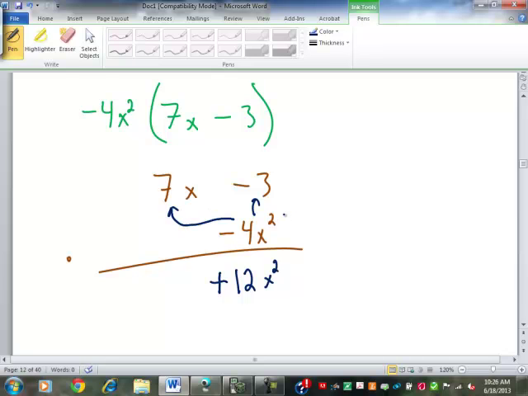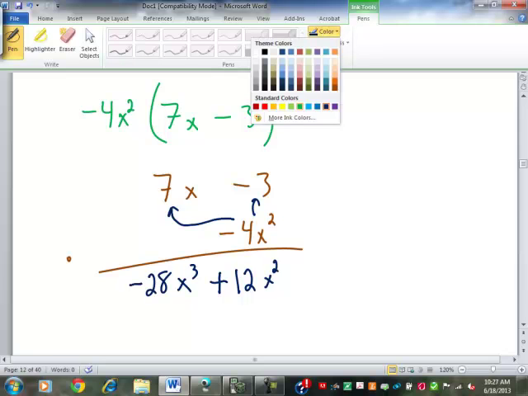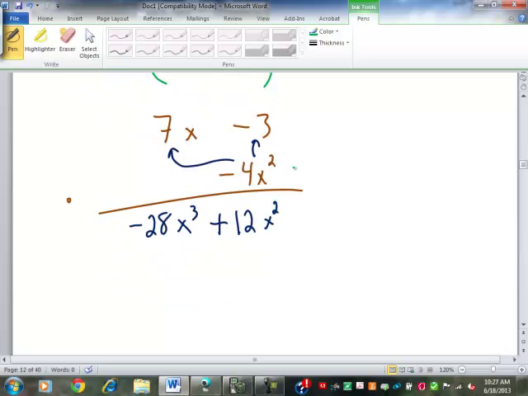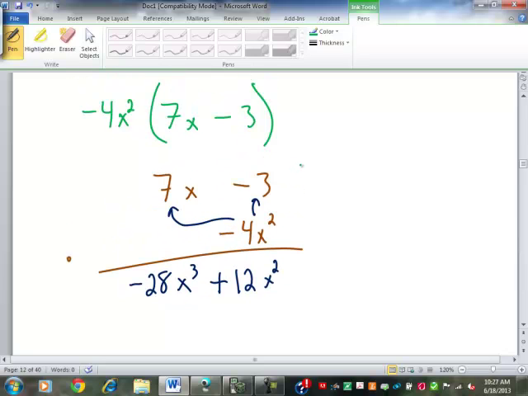Now we have the negative 4x squared times 7x. Negative 4 times 7 is negative 28. X to the third power. Good. X times x squared is x to the third. I'll do the next one right beside it here.